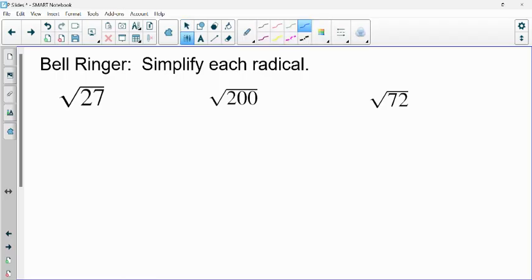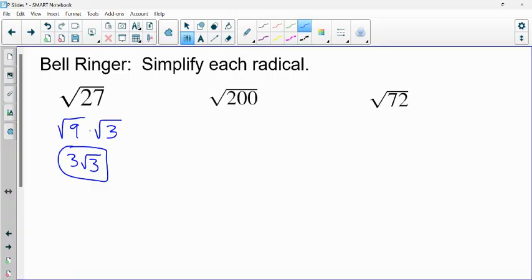So we would write this as the square root of 9 times the square root of 3. And then the square root of 9 is 3, and we leave root 3 as root 3. So 3 root 3 should be our answer for that first one. For the second one, square root of 200, what perfect square divides into 200?